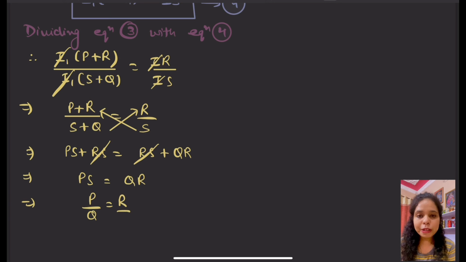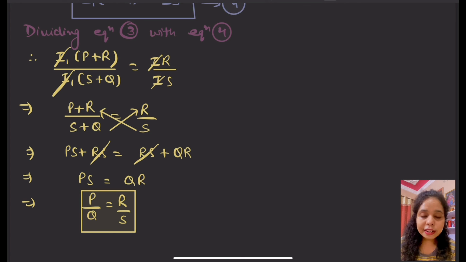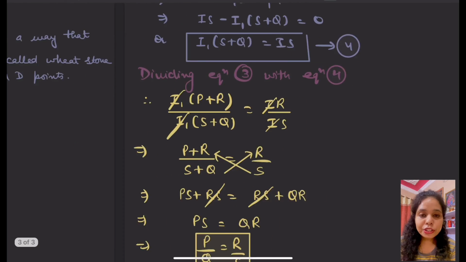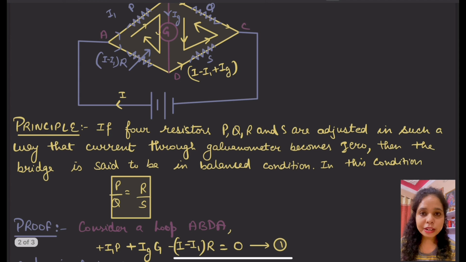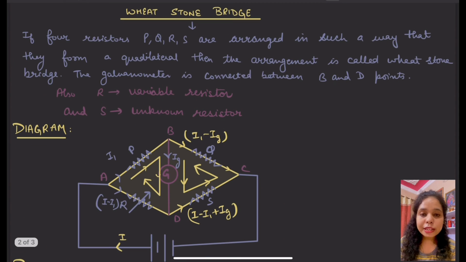Rearranging, we can write P upon Q is equal to R upon S, which is the condition when the bridge is in balanced condition, and under balanced condition current through galvanometer is 0. So we have proved that P upon Q is equal to R upon S, which is our Wheatstone bridge principle, that is when current through galvanometer becomes 0. So I hope you have understood the concept.